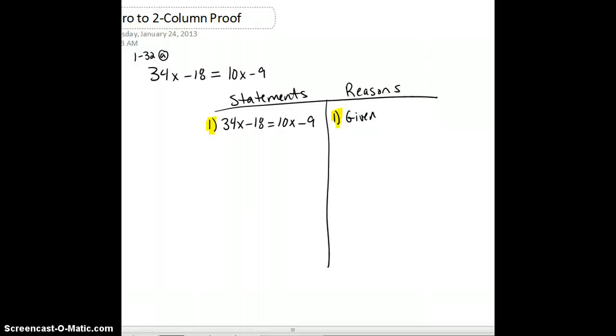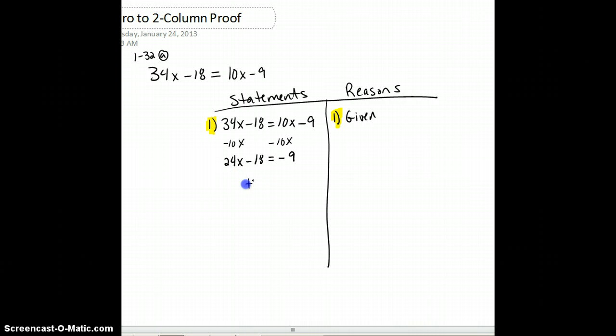So now my suggestion to you when you're doing a 2-column algebraic proof is to work through the algebra first, because that's what you're good at. That's what you've got coming into geometry already. So let's work through this algebra. Let's first combine our like terms, subtract the 10x from both sides. So I'm left with 24x minus 18 is equal to -9.